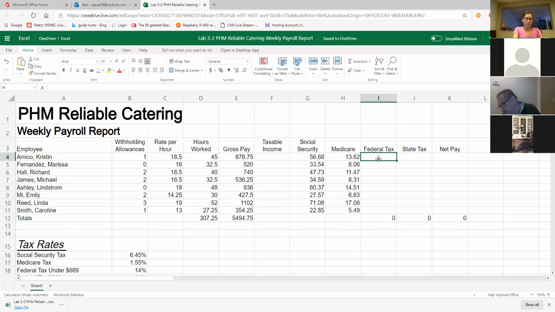All right, so I said we were on 11, no? Federal tax calculations. It says federal tax calculations must take into account 2 tiers of income, which are applied to the taxable income. Calculate the taxable income, which is the gross pay minus the number of withholding allowances times 90.